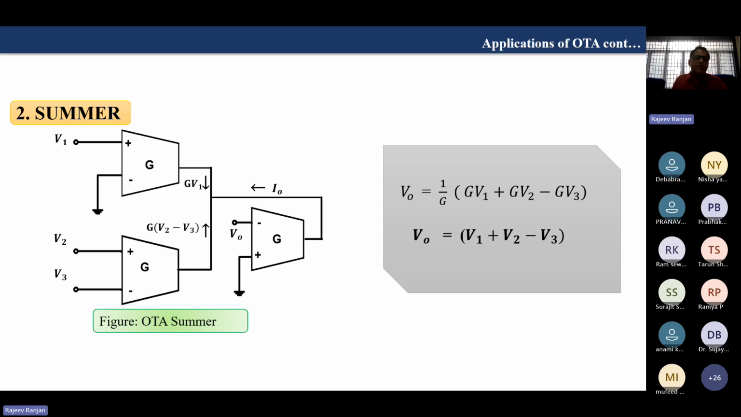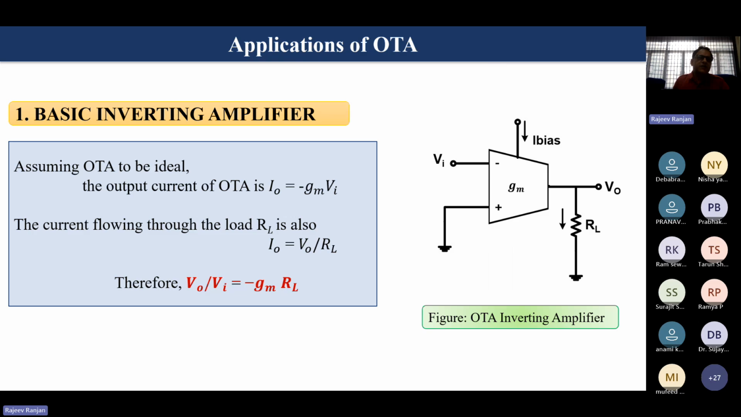So this is actually a summer circuit. In this case, let us first discuss this one, the ideal inverting amplifier. Here Iout equals minus GM VI and IO equals VO upon RL. So VO upon VI equals minus GM RL. So easily you can derive this from this circuit.